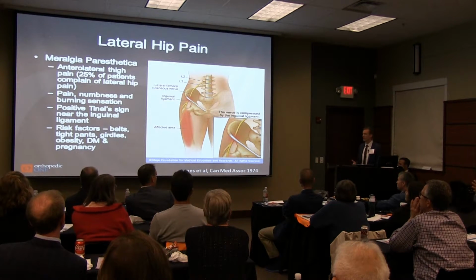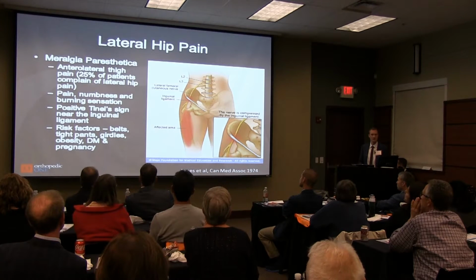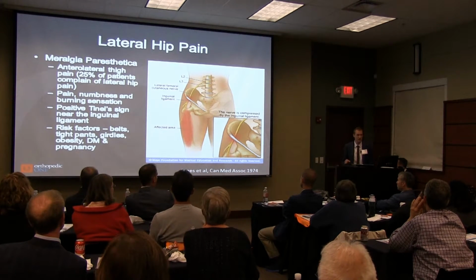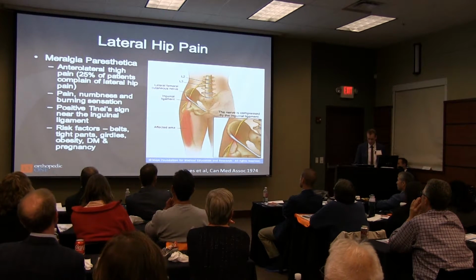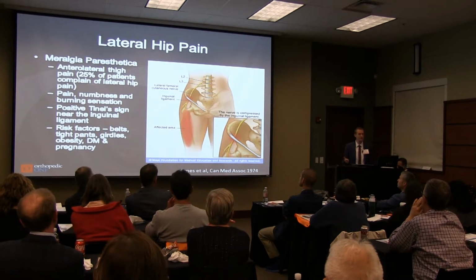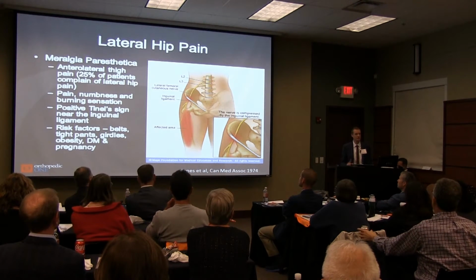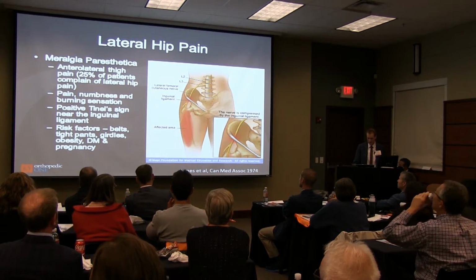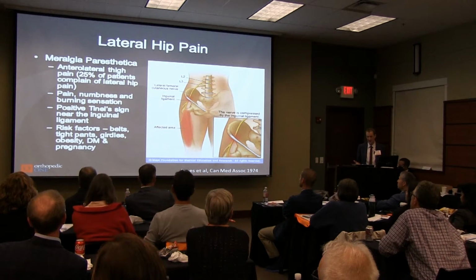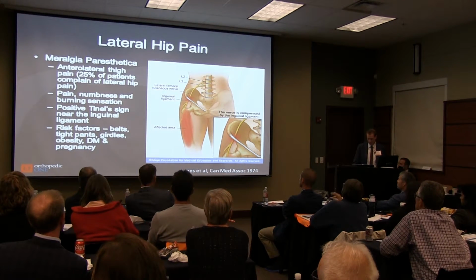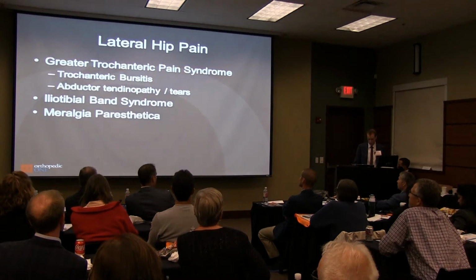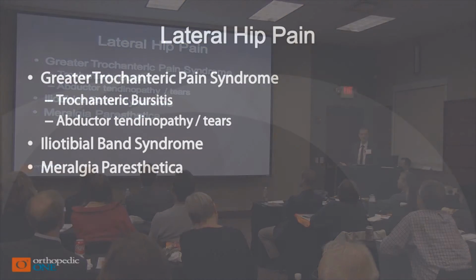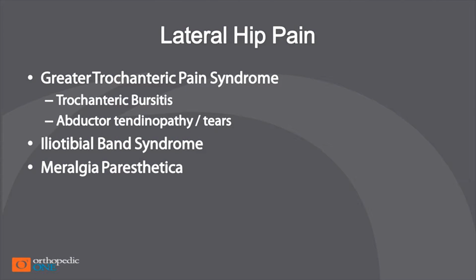Numbness, they can have a burning sensation. They'll have a positive Tinel sign, and where you test for that is right at the inguinal canal and the inguinal ligament where it meets the ASIS, so the pelvis. And oftentimes, people who are obese, diabetic, or pregnant females are at more of a risk of developing meralgia paresthetica, but it's essentially a kinking of that lateral femoral cutaneous nerve. Weakness is not associated with this, right? This is a cutaneous sensory nerve only. So that kind of sums up lateral hip pain: greater trochanteric pain syndrome, iliotibial band, and meralgia paresthetica.